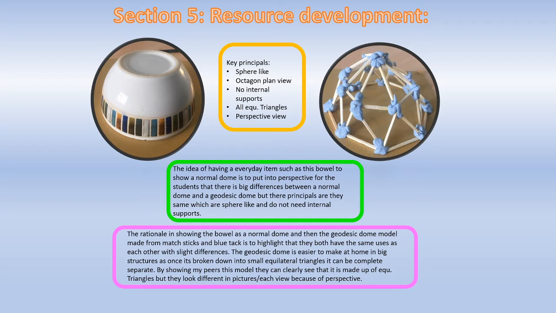So the octagonal plan view, if we look down from the top, it's made out of all equilateral triangles. But in that picture, we can't see that they're all equilateral triangles. So I'll give them the model and let them play around with it to make sure that they can see that all triangles are equilateral. But then I'll bring in perspective view because we've done this in another topic.